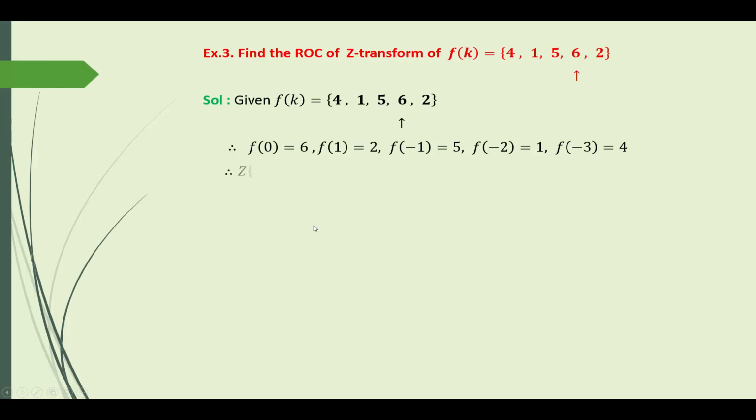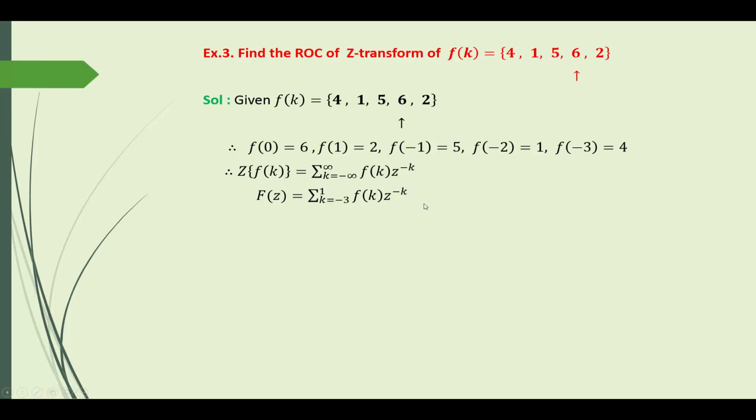Now write down the definition of Z transform. Therefore, Z transform of f of k equal to sigma k varies from minus infinity to plus infinity f of k z raised to minus k. Therefore, capital F(z) equal to sigma, where the value of k is from minus 3 to plus 1, f of k z raised to minus k.